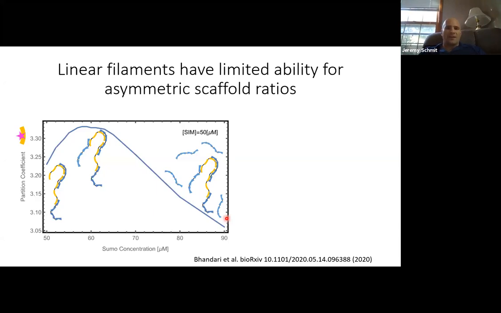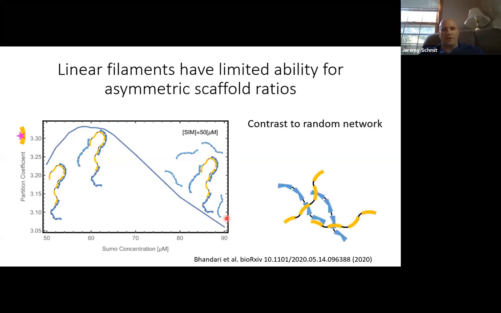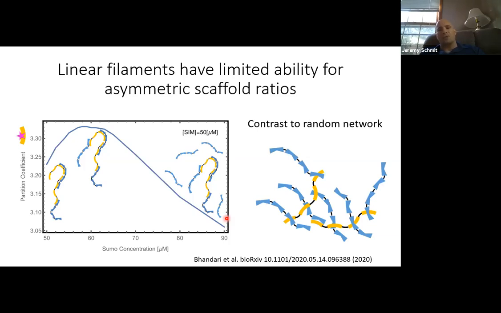Now, contrast that to what would happen if you had a random network. So here's my random network, and now I start to titrate in my blue scaffolds, and the point is that a random network is going to be a lot more tolerant to the amount of blue scaffold that I'm going to get in. You are going to get this non-monotonic behavior, but you're going to have to go out to much higher scaffold concentrations, scaffold asymmetries, before you start to see it. And the sensitivity that we saw in this system comes due to the fact that we're building these one-dimensional filaments. But the one-dimensional filaments have another important feature as well.